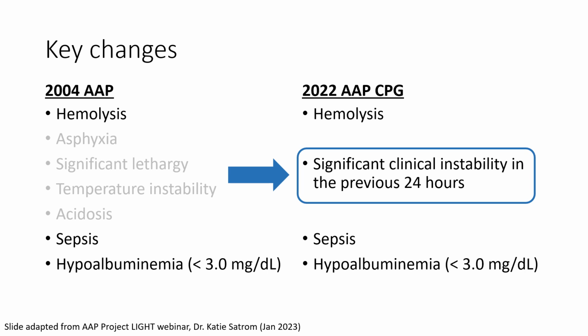but they removed all the others: asphyxia, lethargy, temperature instability, acidosis, and replaced them with significant clinical instability in the previous 24 hours, where the baby clinically becomes very sick. That's considered a risk factor. Sepsis remains the same, as does hypoalbuminemia. When the albumin level decreases to less than 3 milligrams per deciliter, the free, fat soluble, unconjugated bilirubin becomes freely circulating in the blood, and can then easily spread, including across the blood-brain barrier.